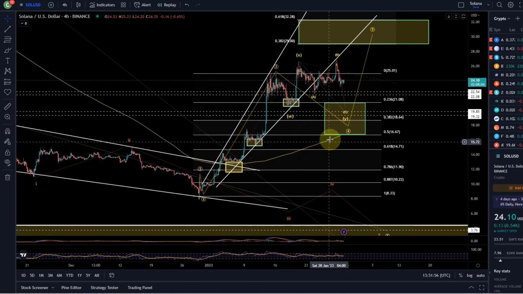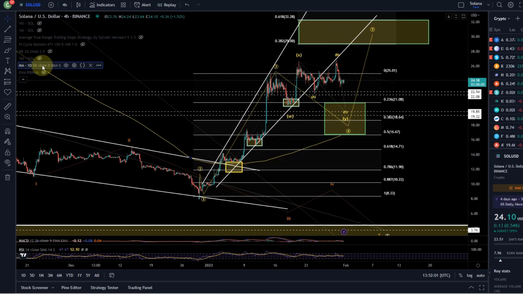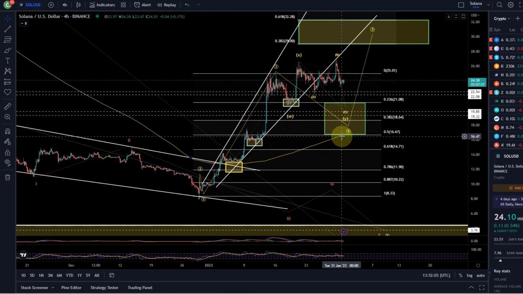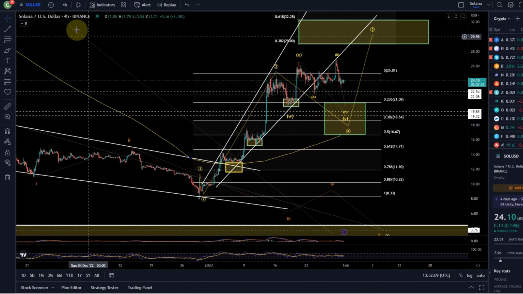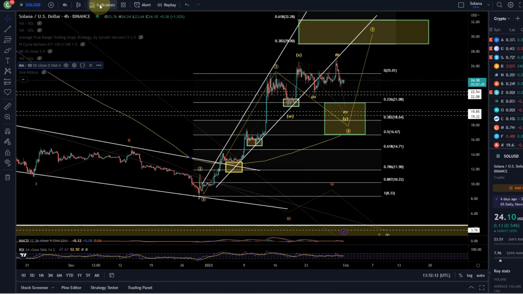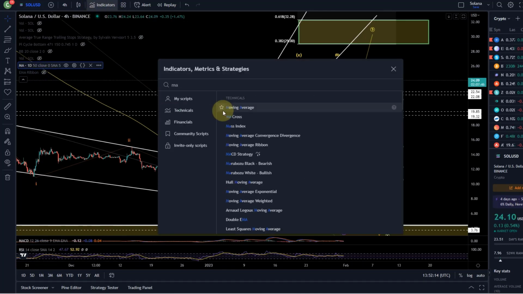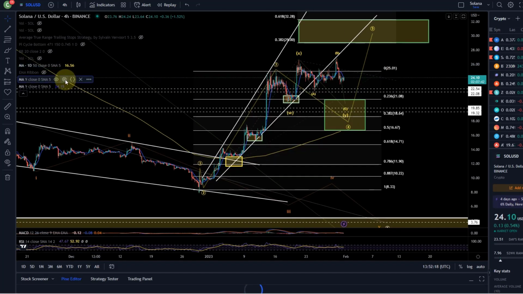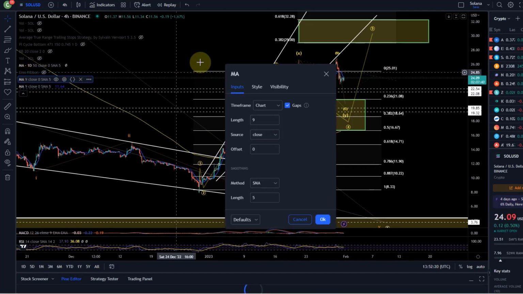Some more key elements here is this yellow line. That's the moving average, I believe it's the 50-day moving average. That might provide some support on the way to the upside. Currently the 50-day moving average is at $16.60. We can also add a couple more moving averages just to see where we actually are. So we had the, whoops, what did I do just now?